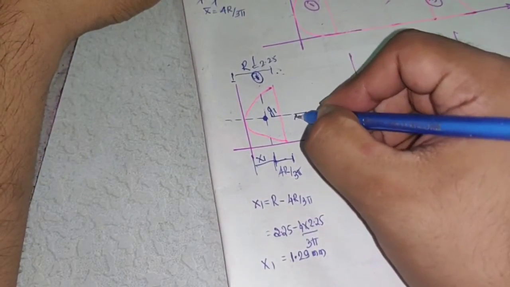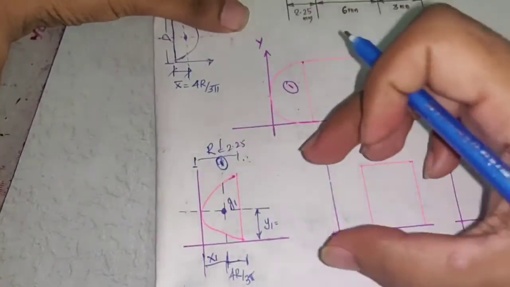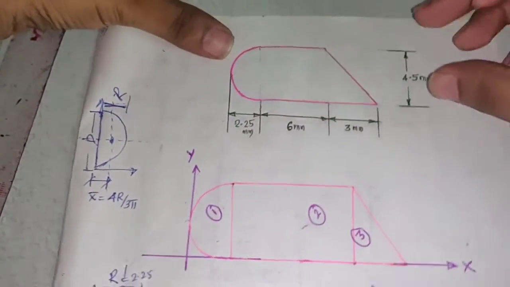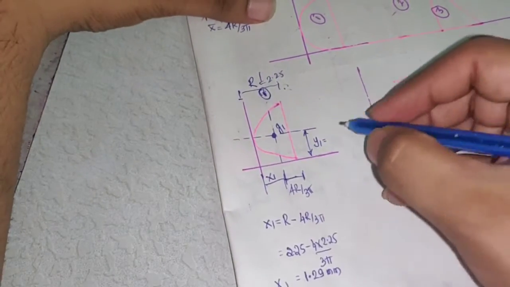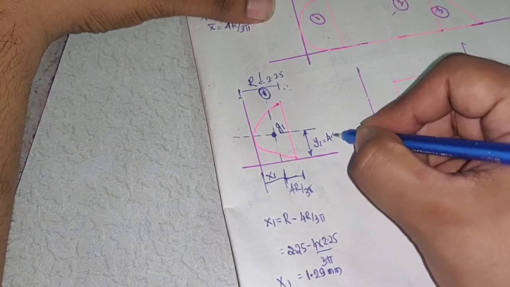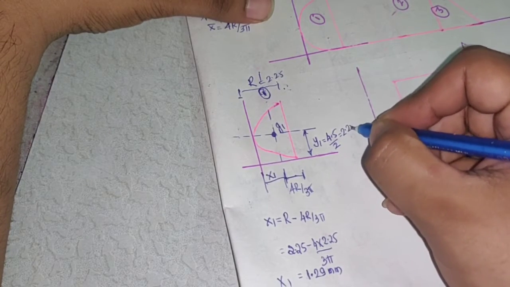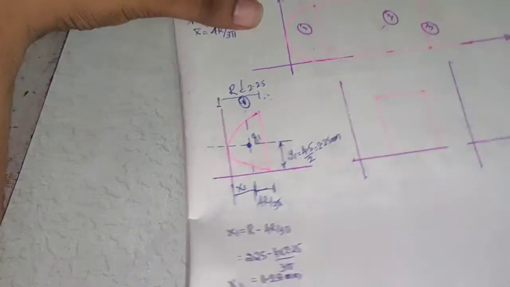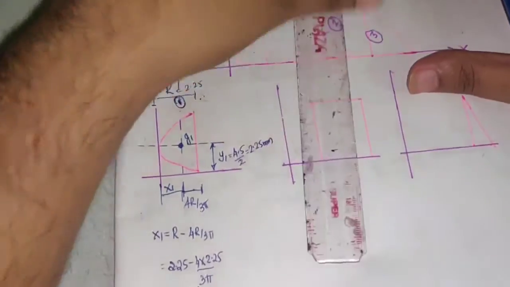Similarly, what will be y1? What is the total diameter of this semicircle? Total diameter of the semicircle is 4.5. So this is symmetric about both the axes. So y1 will be 4.5 divided by 2. So this will be 2.25 mm. This is 2.25 mm. Okay, hope you understood this.